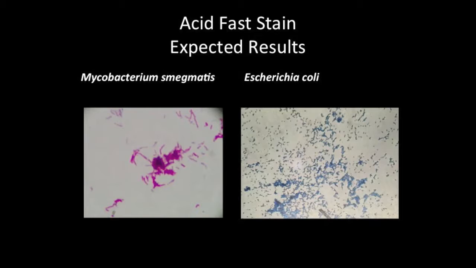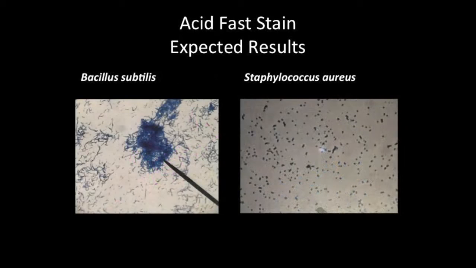Escherichia coli, as we saw in the gram stain procedure, is a small rod. This can be observed on the screen in the right image. Take note that the small rods are blue, so this tells us that E. coli is a non-acid fast bacteria. Bacillus subtilis, seen in the image on the left of the screen, is a non-acid fast bacteria, as well as the Staphylococcus aureus seen on the right.